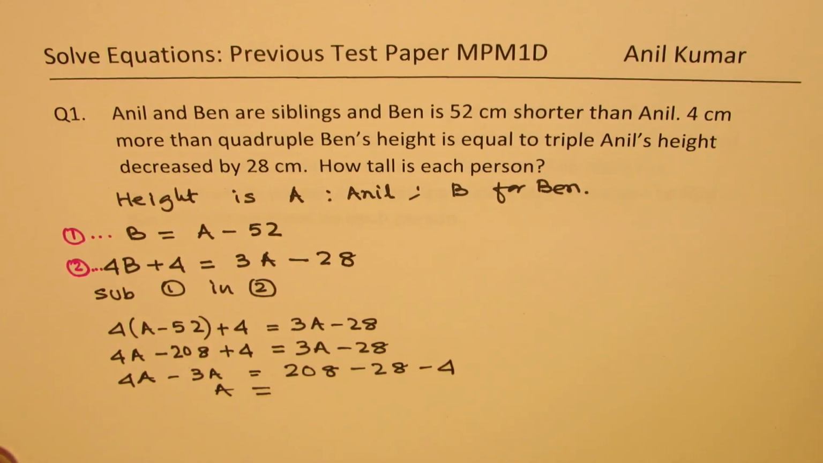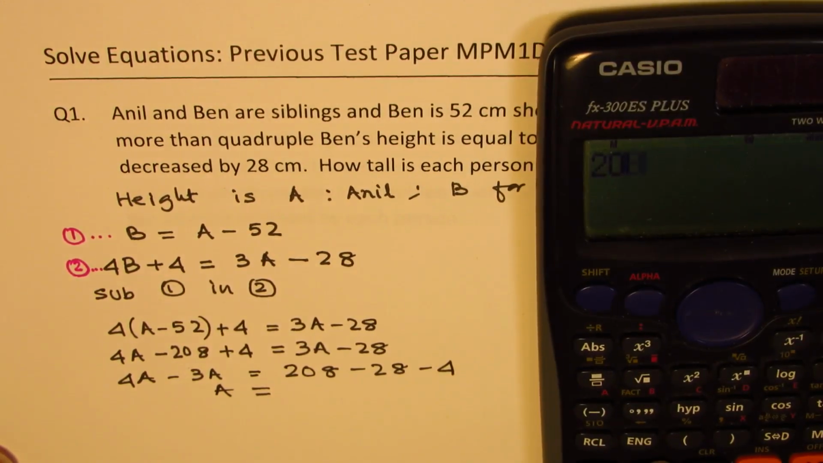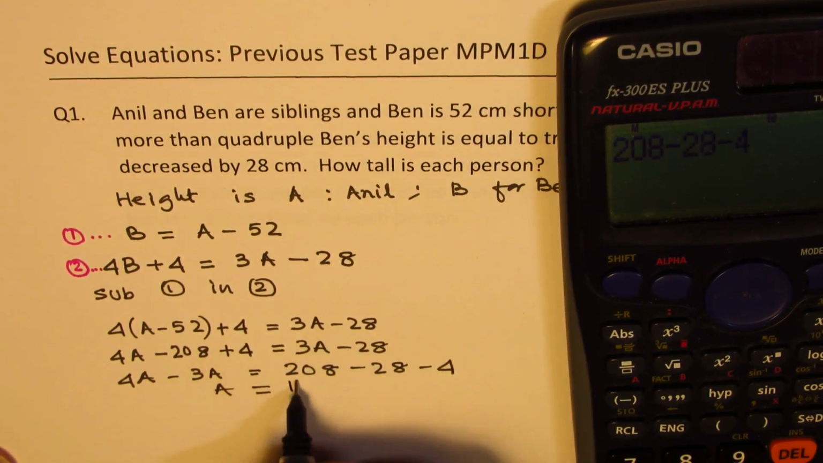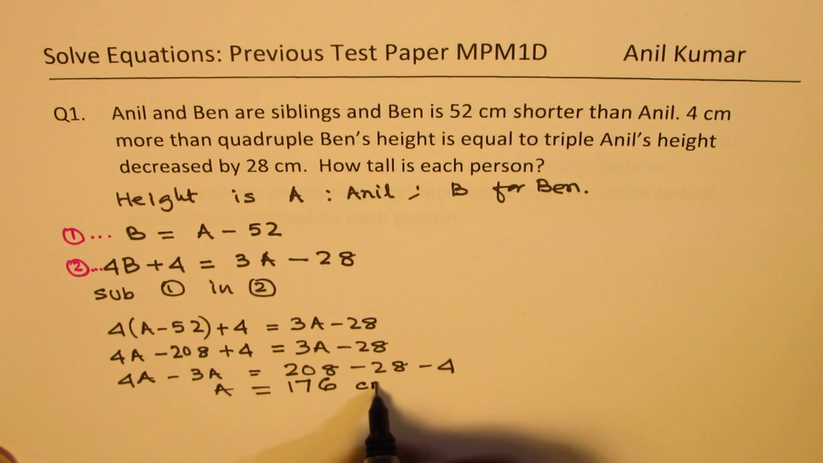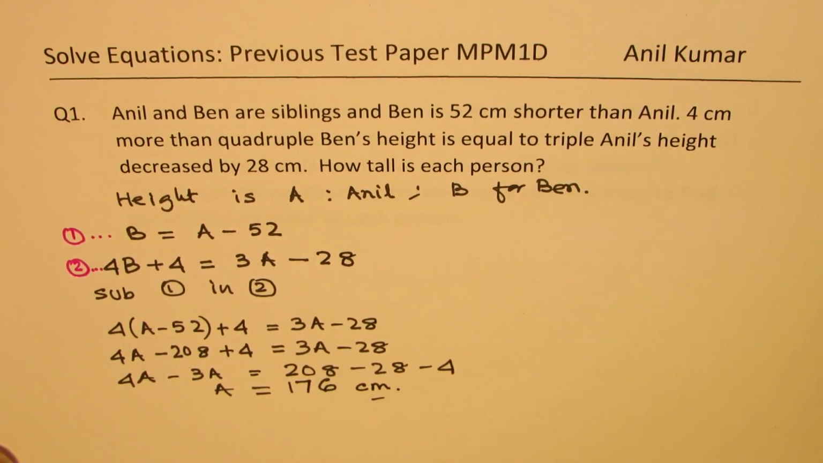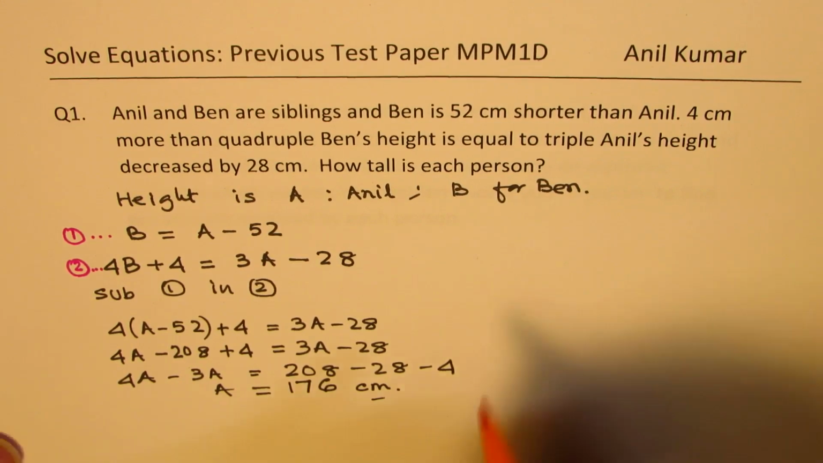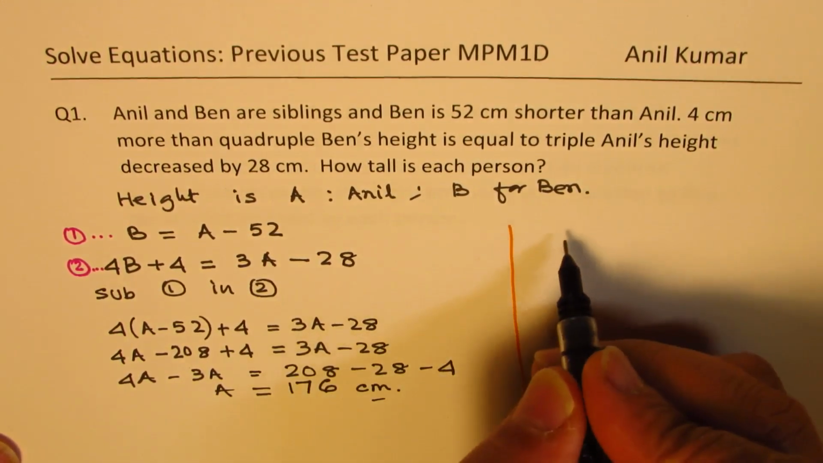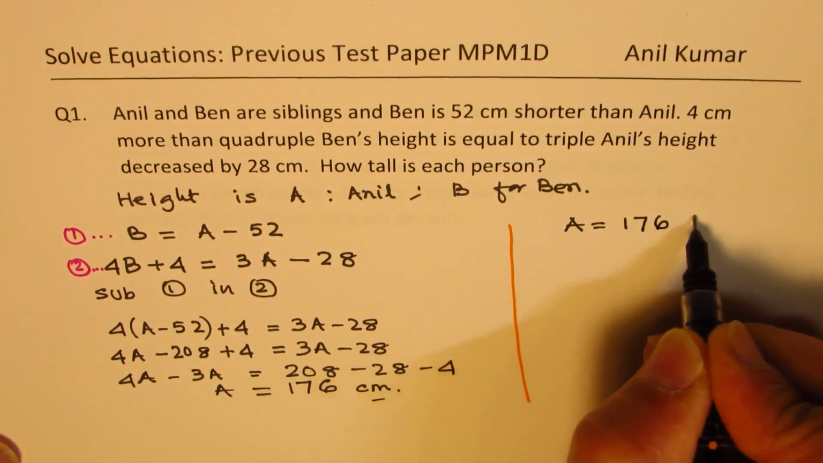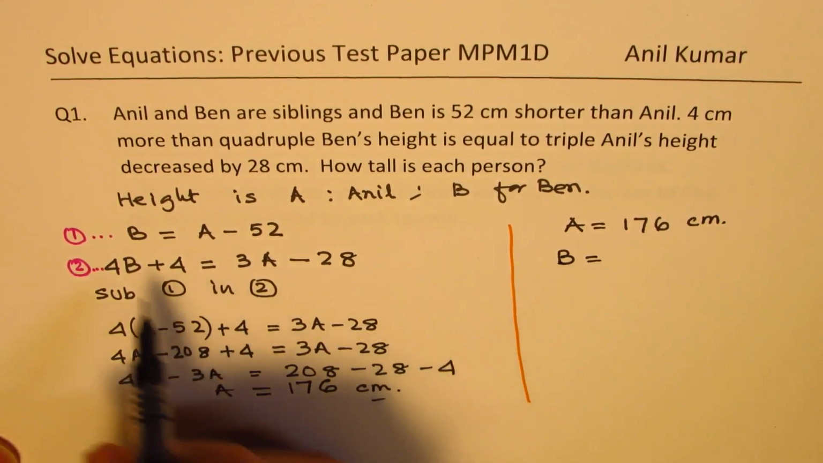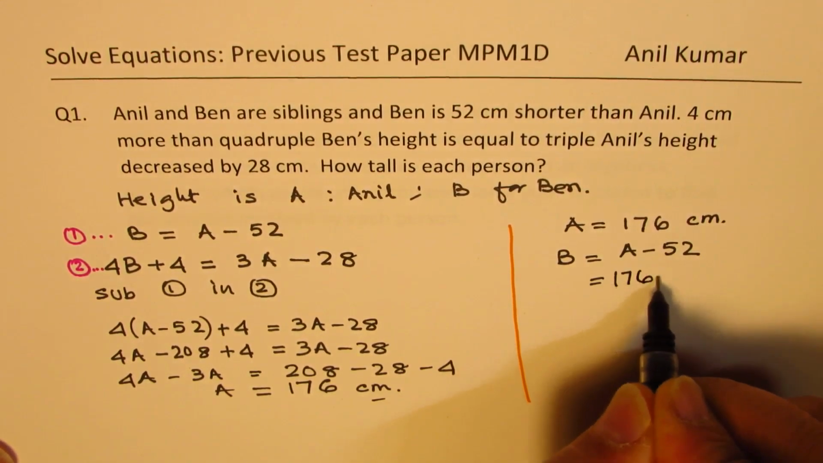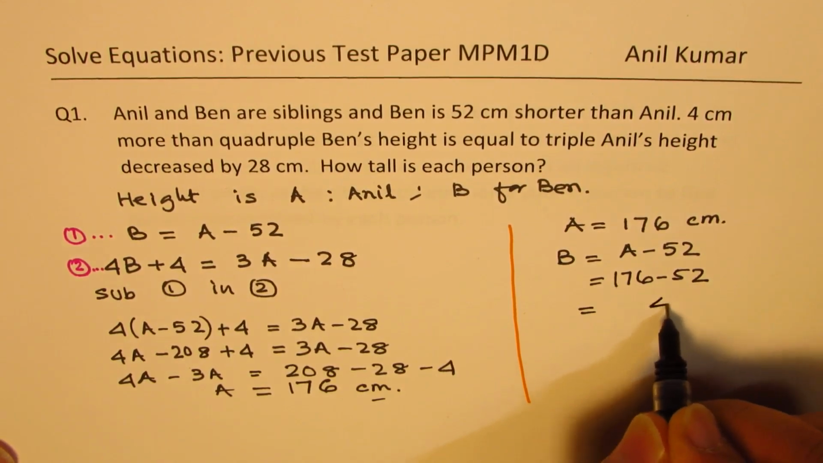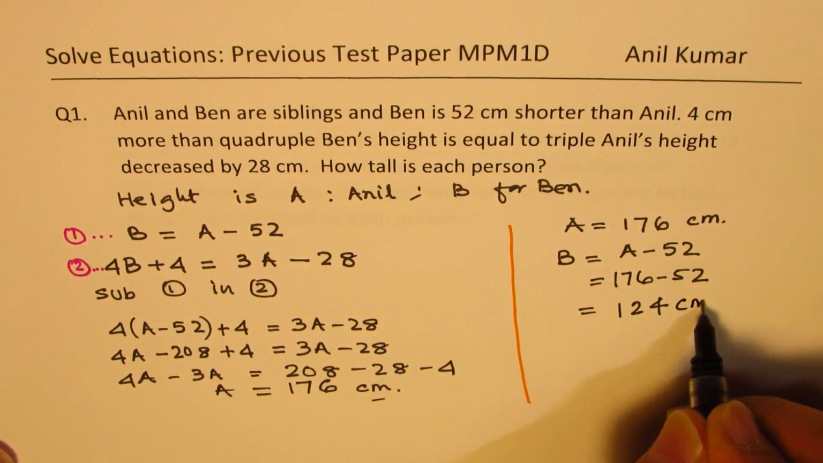So we get A equals this difference. Right. Let's use the calculator. So we have 208 minus 28 minus 4. Even otherwise, it is not a very difficult calculation, right? So we get 176 centimeters as the value of A, right? Now, since we know what A is, now we can find what B is, right? So we just calculated A as equal to 176 centimeters. B from our equation number 1 is A minus 52. We can write this as 176 minus 52. So that gives us 124 centimeters, correct?